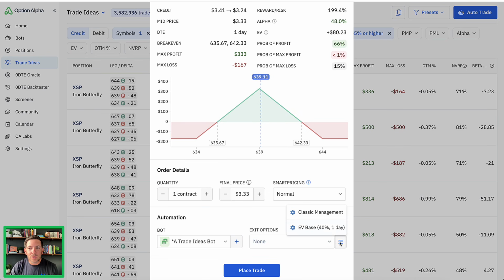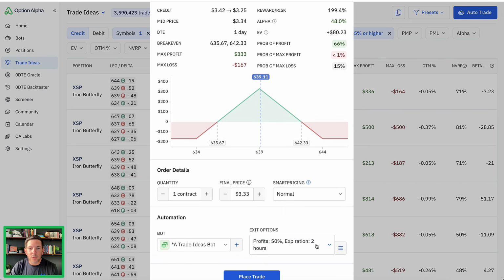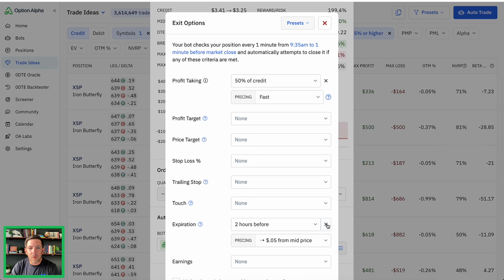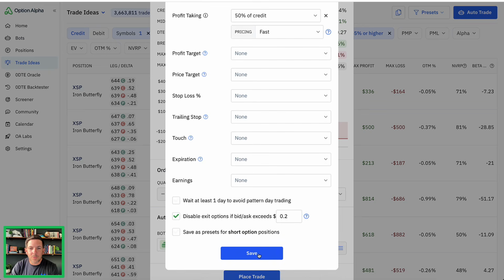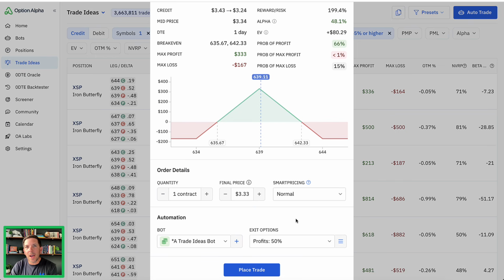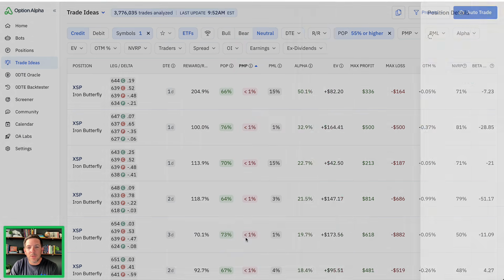And then what I'll do here is my classic management, which is going to be 50% profit or 2 hours before expiration. That's the classic default that I have. I'm going to reset that for expiration because this is XSP, and I'm just going to use 50% profit taking for this one. So if we do have a 50% profit, it's going to take it, and if not, it'll let it run until expiration. Since this is XSP, it is cash settled, so I don't have to worry about managing any sort of assignment. I'm not going to get assigned XSP stock because there is no XSP stock. It's just cash settled. So I'm going to simply place the trade.